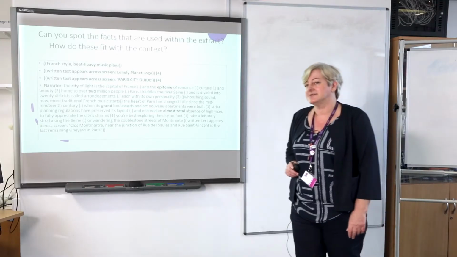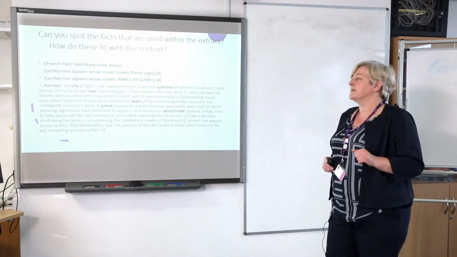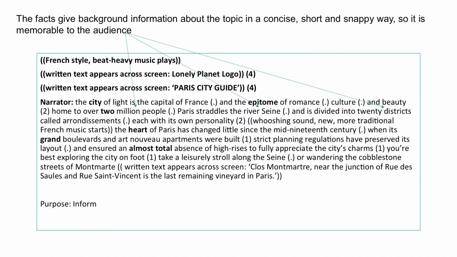Did you find any facts? What facts did you find? Why do you think those facts are there? So here we go, we've got facts, we've got things like 2 million people. Did you spot that one? We've got the River Seine, so we've got the name of the river that runs through Paris. We've got things like 20 districts called arrondissements. And so again, it's giving us facts about Paris.